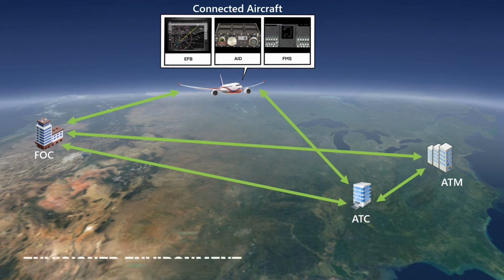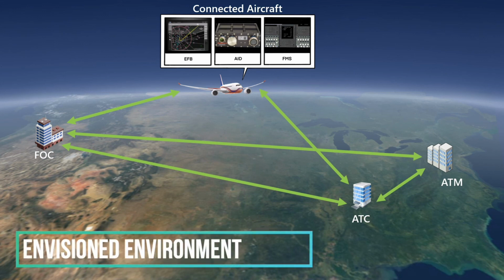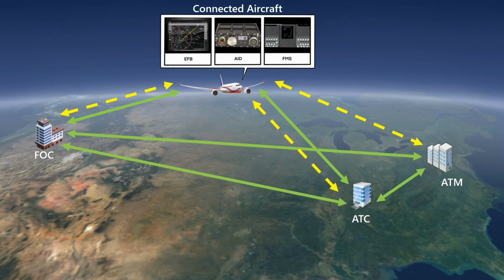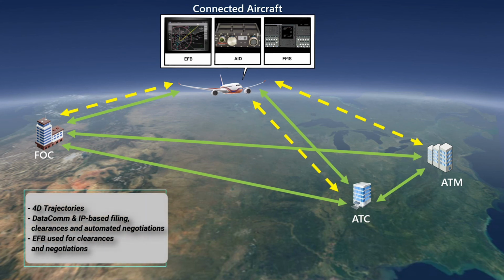Looking towards the future, in the envisioned 4D environment, in addition to current connectivity, the yellow arrows indicate the availability of IP-based infrastructure. This will allow flight operation centers, known as FOCs, and flight decks via their EFB to file flight plan changes with ground-based automation services. FOCs and EFBs will also be able to digitally negotiate en route using ground-to-ground SWIM and air-to-ground SWIM. The envisioned environment also looks to expand the use of the EFB to include sending and receiving clearance-based information.